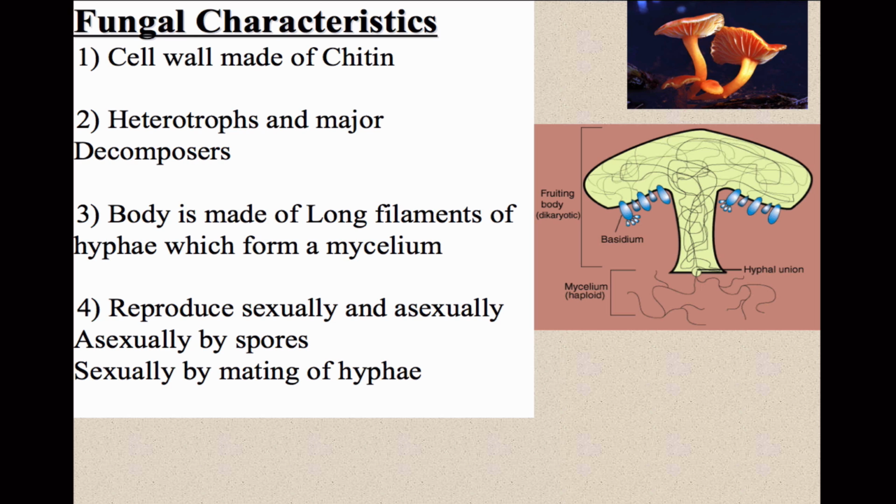Their body is made of long filaments of hyphae, and these form a mycelium. And so if you look here, these thread-like structures are the hyphae, and then all of them together form the mycelium. And then fungi can reproduce sexually and asexually. So if it's asexual reproduction, it reproduces by spores, and if it's sexual, then the hyphae join together and mate that way.